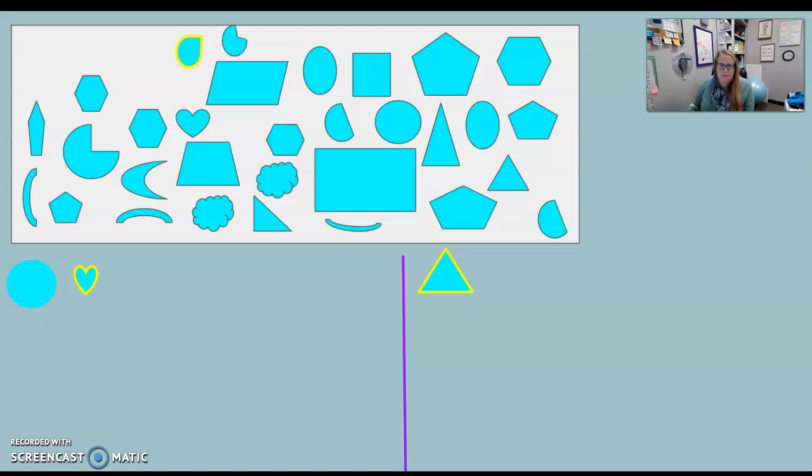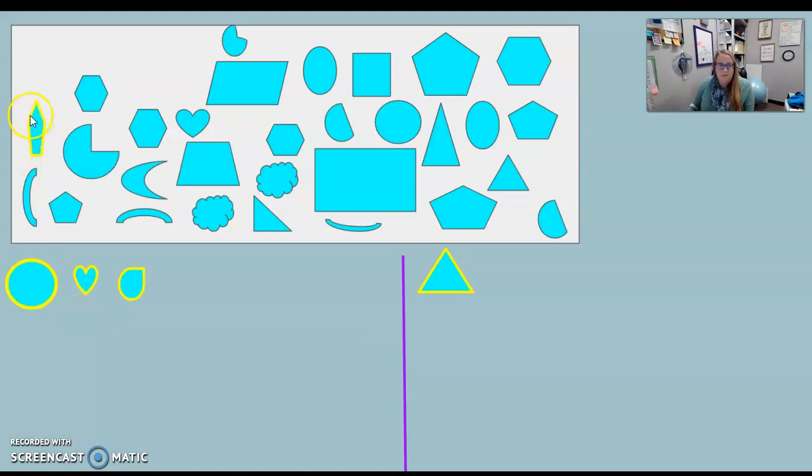Alright, this is this shape. I don't know what it's called. It kind of looks like a teardrop or a raindrop to me, so I'm going to call it a raindrop. Should it go with the heart and the circle, or should it go with the triangle? I'm going to put it over here.